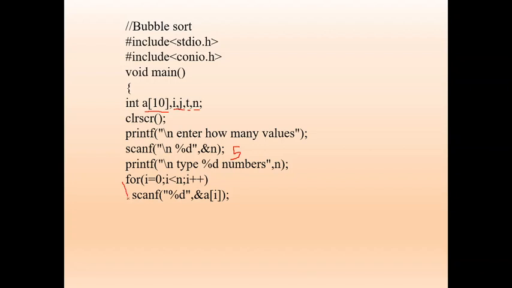So this for loop is to read the numbers. For I is 0, I is less than N, I plus plus. Scanf A of I. You know about arrays. You know how to read the members into an array. So if you have any doubt in the arrays, please refer to my previous video on arrays in C. The link is provided in the description box.